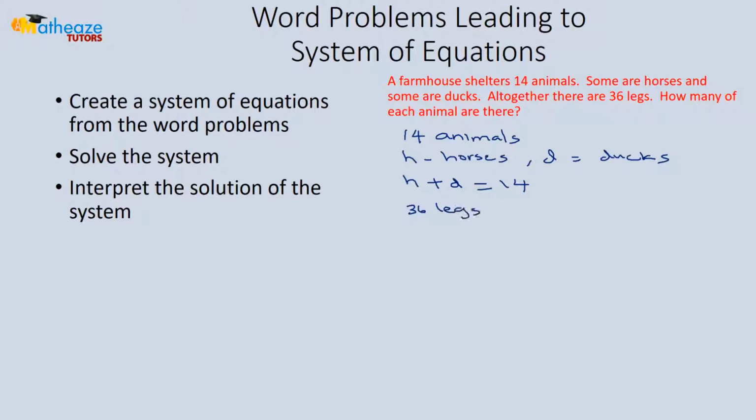36 legs. Horses have 4 legs. So 4 times H, where H represents the number of horses, would help us identify the number of legs for the horses. And then 2 times D would represent the dogs, and this is going to give us 36.